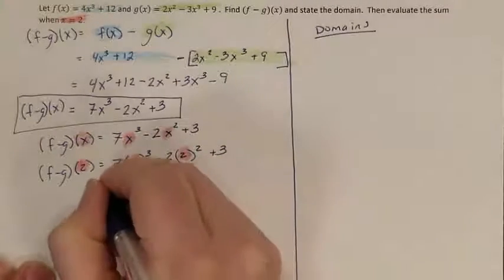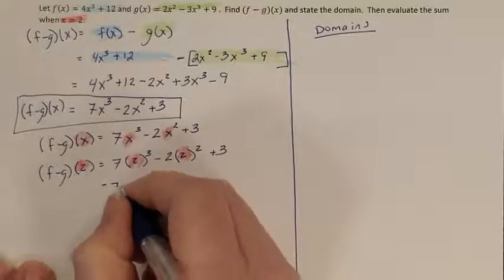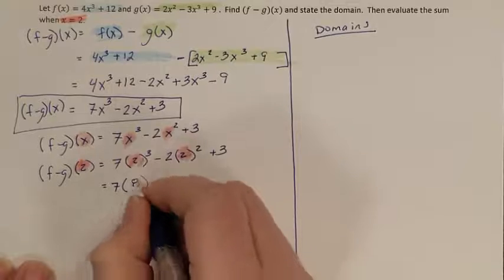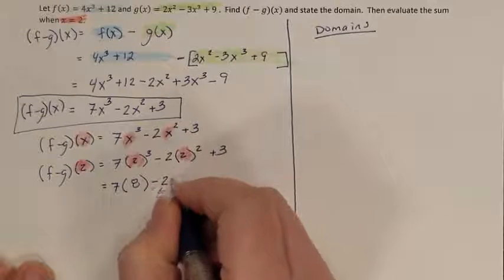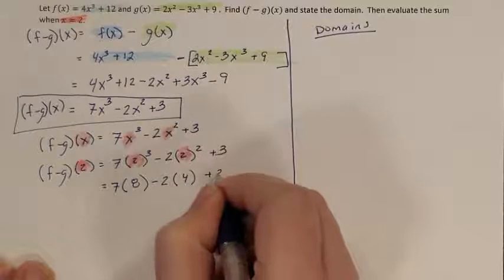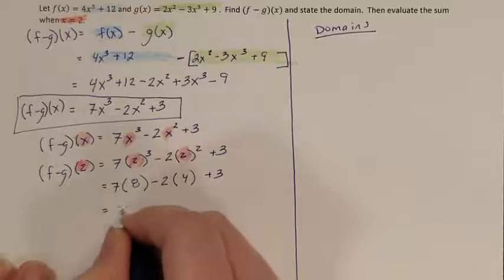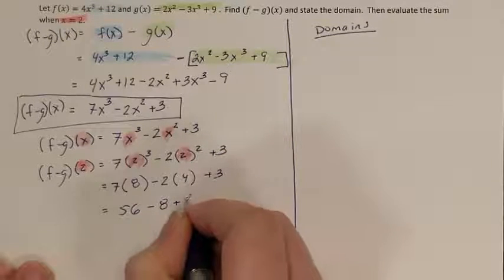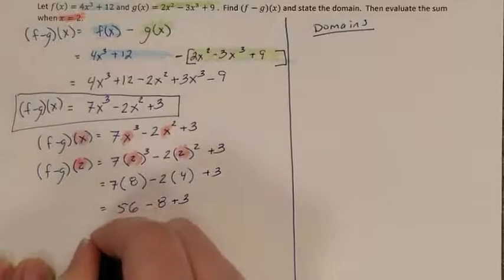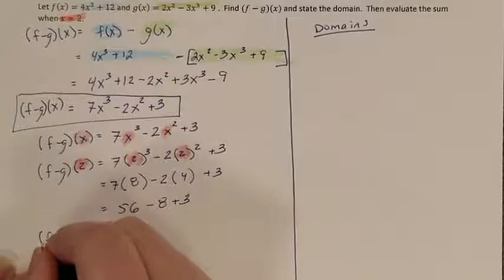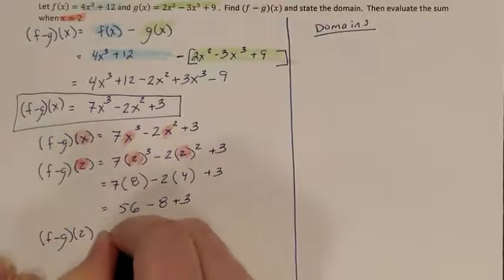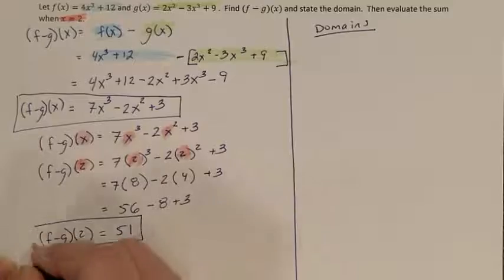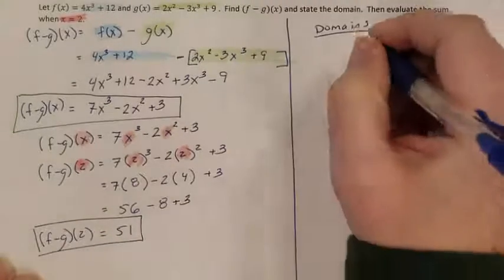So evaluating, exponents go first. So this is 7 times 2 to the third power, which is 8. This 2 to the second power is 4. 7 times 8 is 56. Negative 2 times 4 is a negative 8. So adding from left to right, I end up getting my f minus g at 2 to give me the answer of 51.